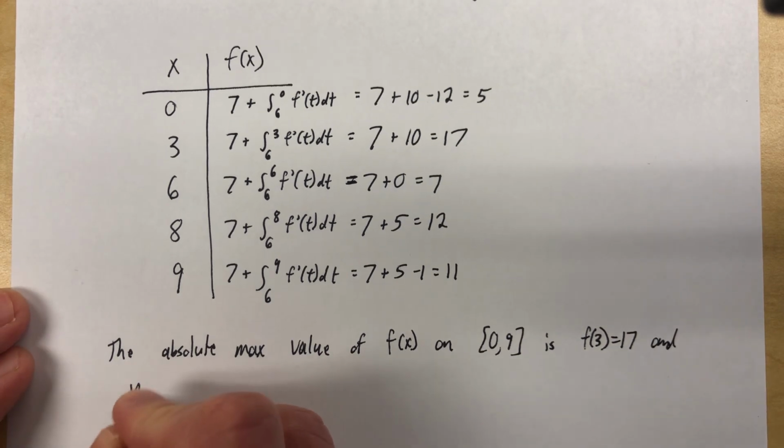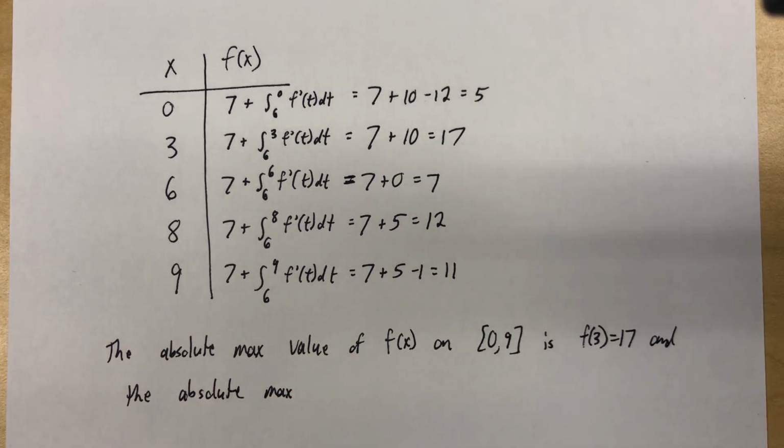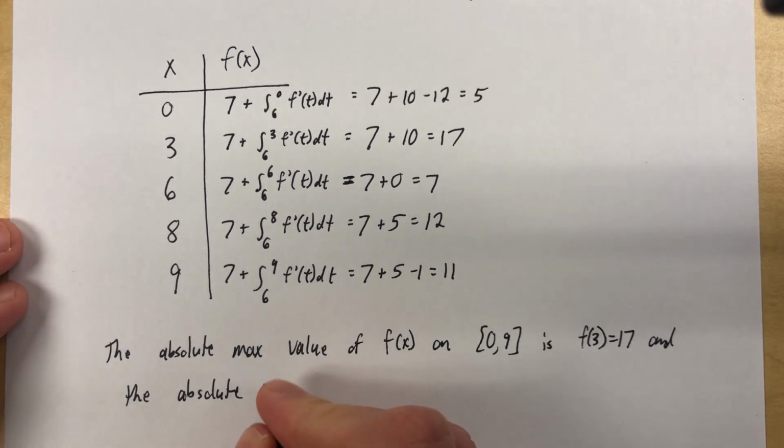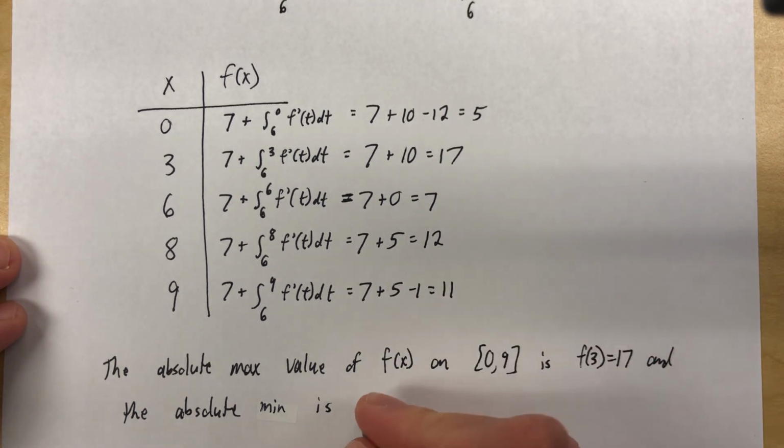And the absolute minimum value is the lowest one, which is 5. So f of 0, which is 5.